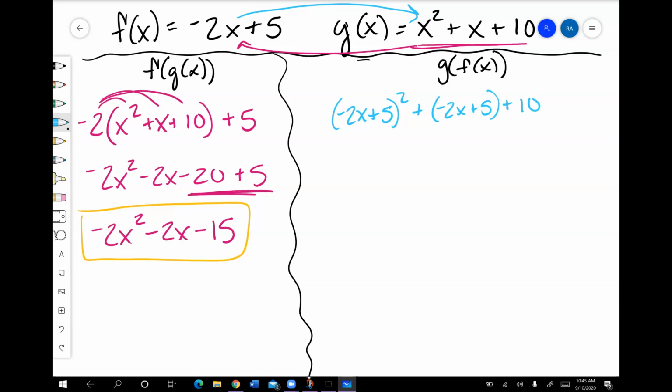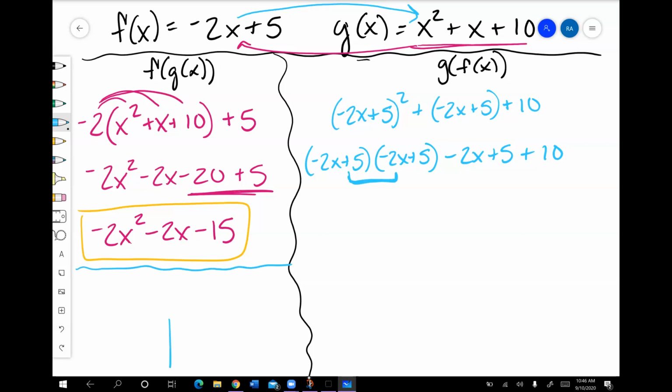This squared means there's 2 of them. Do I need these parentheses for that second x? Is there anything to distribute there? No, there's not. So I don't need it. And I'm just going to have minus 2x plus 5 plus 10. Okay? I need to box these two in. Okay? So I'm going to come over here on the bottom and I'm going to box them in.